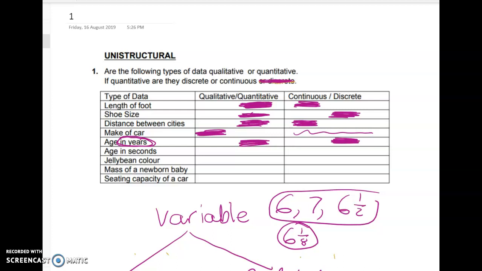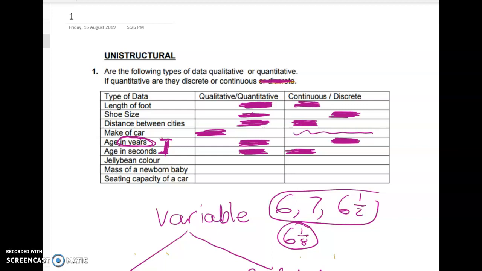But if instead I focus on age and measure it in seconds, then we'd say that it's quantitative, but now we're thinking of it as continuous. So this is kind of an interesting one, and anything to do with time, you can get into some funny distinctions about whether it's continuous or discrete, but that's really how we think about it at this stage.